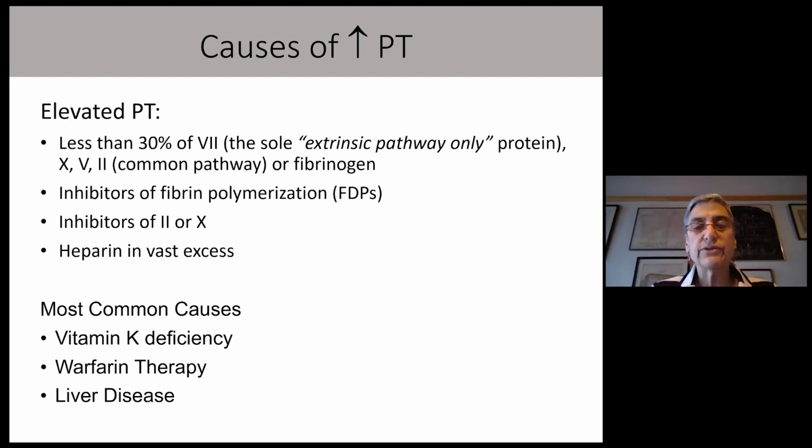If you have inhibitors of fibrin polymerization, as in DIC, where you have a lot of fibrin degradation products, you can elevate the PT. Inhibitors are factor 2 or factor 10. And if you are markedly overtreated with heparin, eventually the PT will also rise in addition to the PTT.